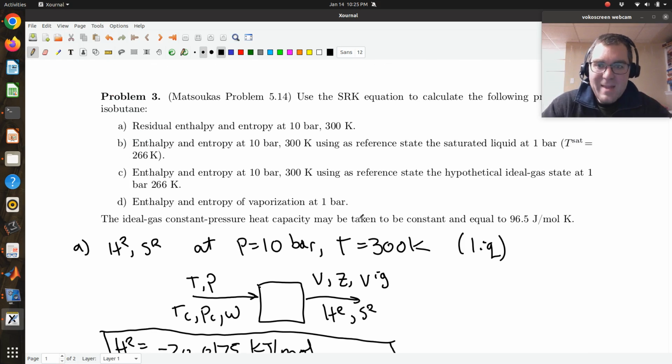All right, now part B. Part B asks us to calculate the enthalpy and entropy at 10 bar and 300 Kelvin, so at that same temperature and pressure, using as a reference state the saturated liquid at 1 bar. So saturated liquid at 1 bar, right? The saturation temperature is 266 Kelvin. So that tells me at 1 bar and 266 Kelvin, I have vapor-liquid coexistence. And so I'd get 2 enthalpies at 266 Kelvin and 1 bar. One would correspond to a liquid, one would correspond to a vapor. So I want to compute my enthalpy relative to the enthalpy of the saturated liquid at that temperature and pressure.